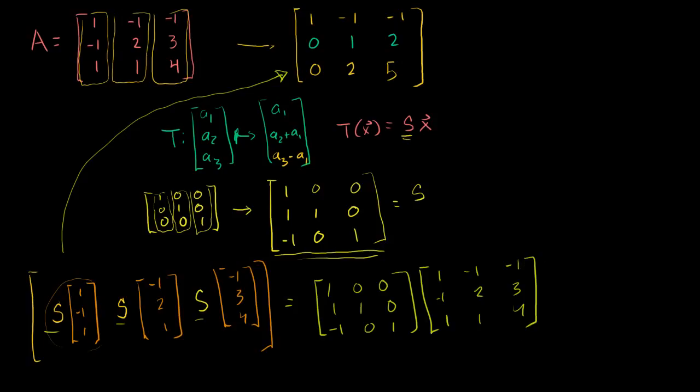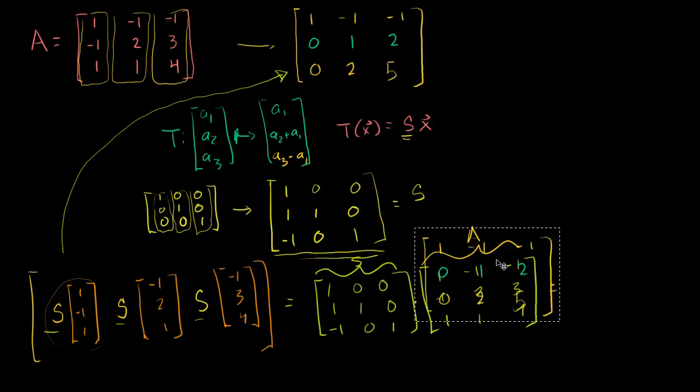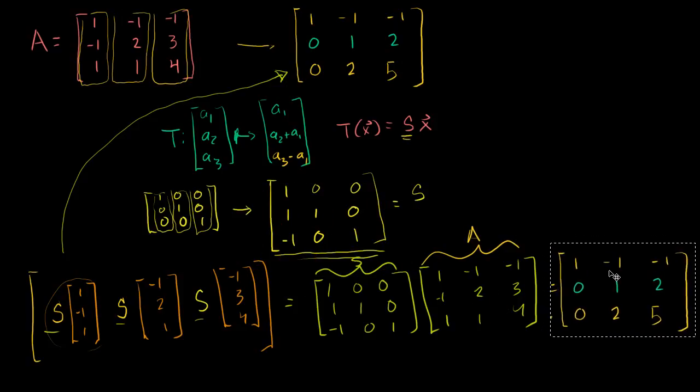So let me make this very clear. This is our transformation matrix S. This is our matrix A. And when you perform this product, you're going to get this guy right over here. Let me just copy and paste it. You're going to get that guy, just like that.